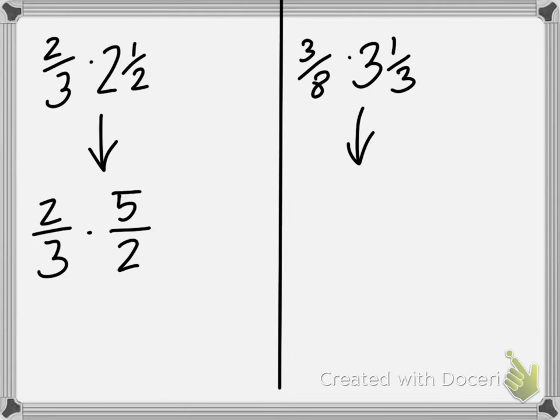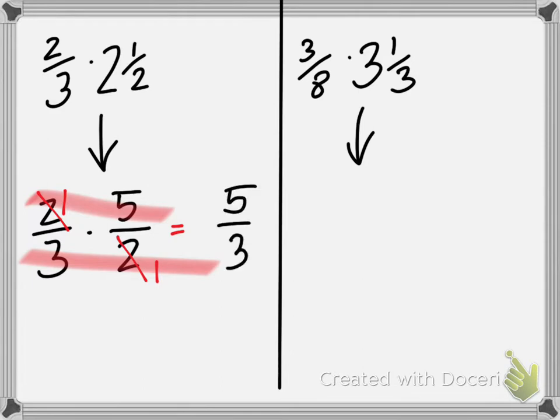What can I cross cancel, Clara? Sorry, it wasn't letting me unmute, but you can cross cancel both of the 2's. Yes, both of the 2's. They're both divisible by 2. We get 1 and 1. Now all I need to do is cross multiply. 5 times 1 is 5. 3 times 1 is 3. But then we need to make this into a mixed number.